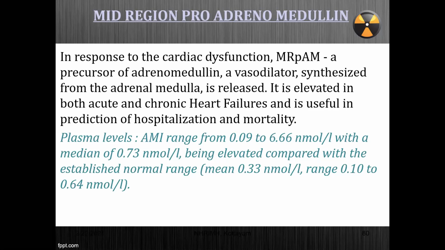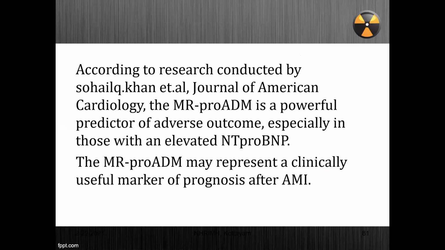It is elevated in both acute and chronic heart failure and is useful in prediction of hospitalization. The plasma levels in AMI range from 0.09 to 6.6 nanomole per liter with a median of 0.73 nanomole per liter, and the normal range is somewhere around 0.33 nanomole per liter on average. If microRNAs are also done, then you can say there is chronic heart failure. There was a research study conducted and published in the American Journal of Cardiology.